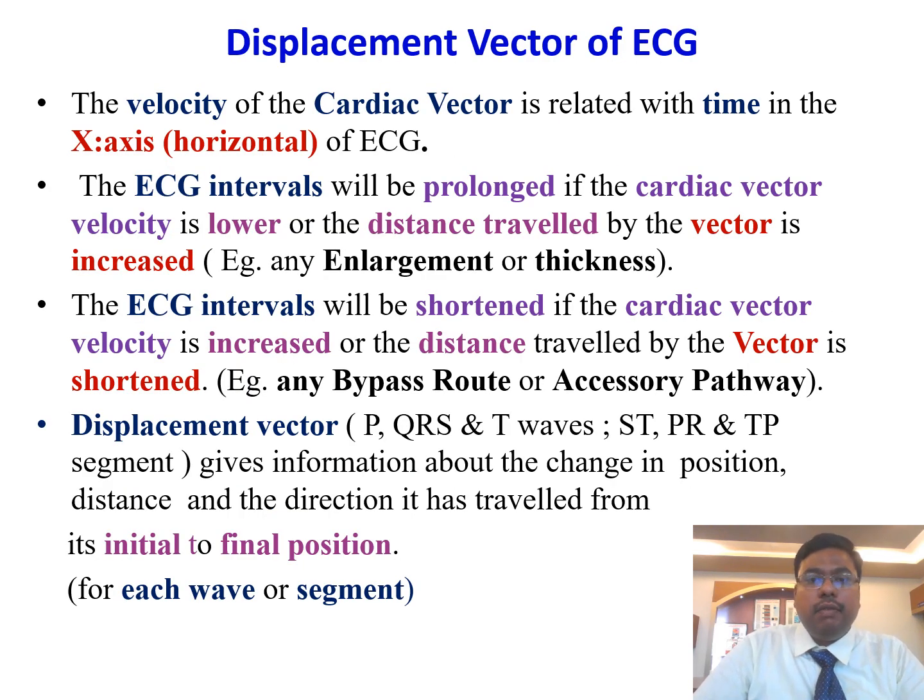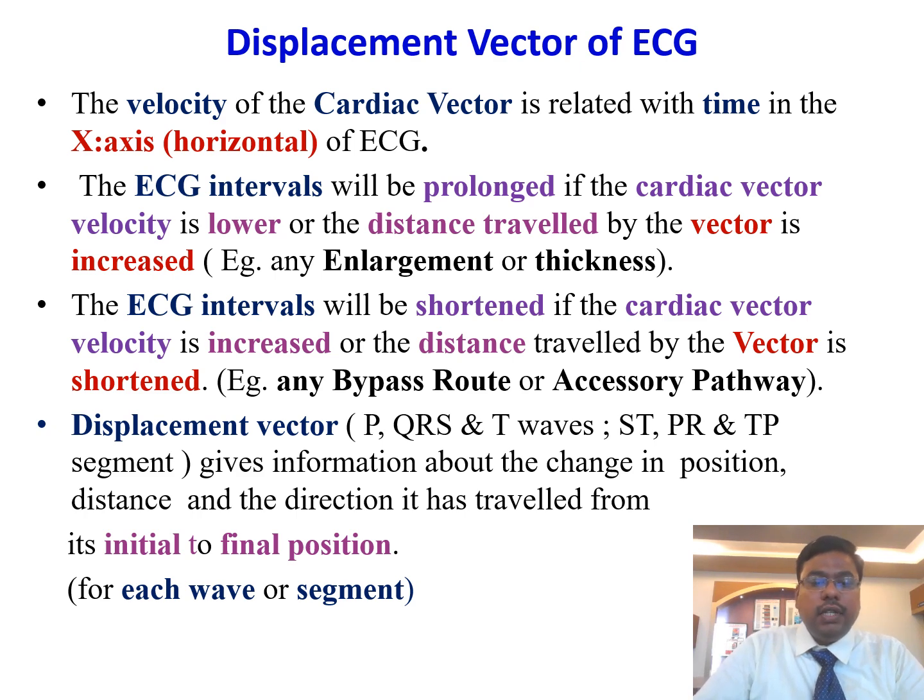Displacement vector of the ECG. The velocity of the cardiac vector is related to time on the x-axis of the ECG. The ECG intervals will be prolonged if the cardiac vector velocity is lower or the distance traveled by the vector is increased, for example, in any enlargement or thickness. The ECG intervals will be shortened if the cardiac vector velocity is increased or the distance traveled by the vector is shortened, for example, with any bypass route or accessory pathway.